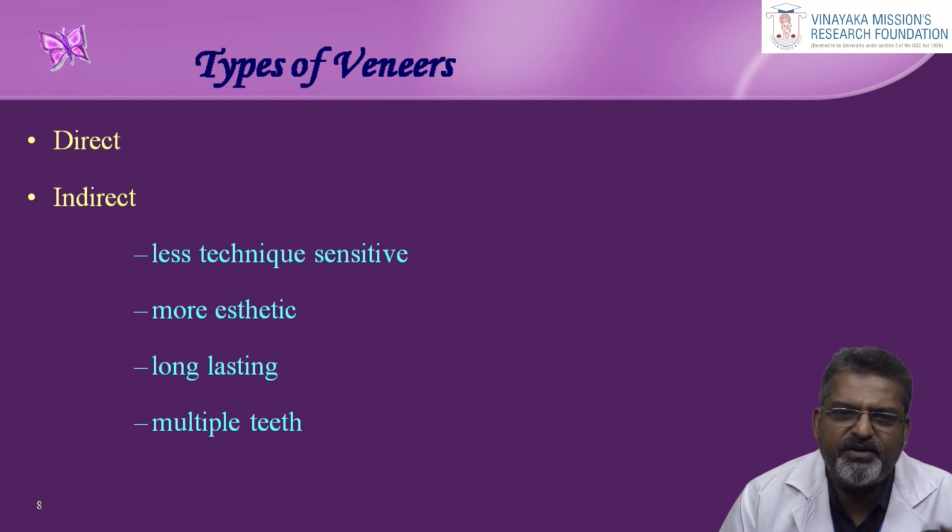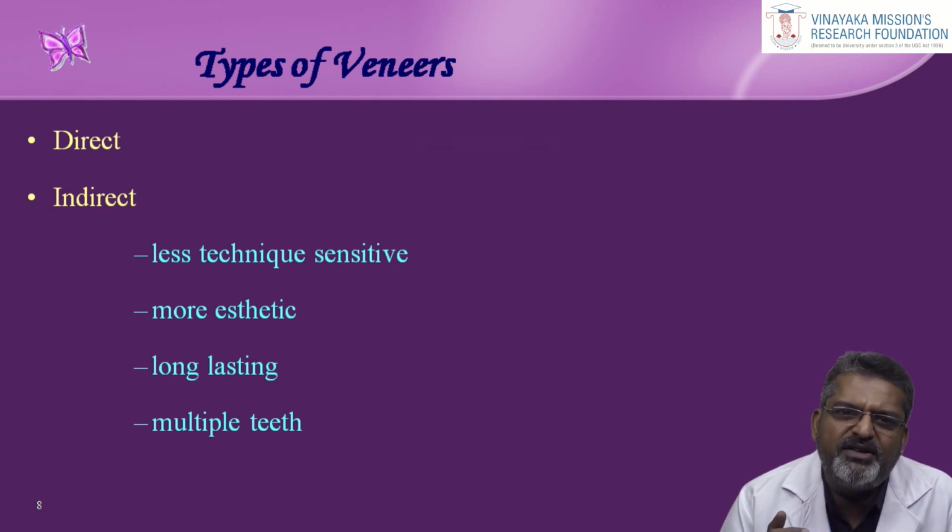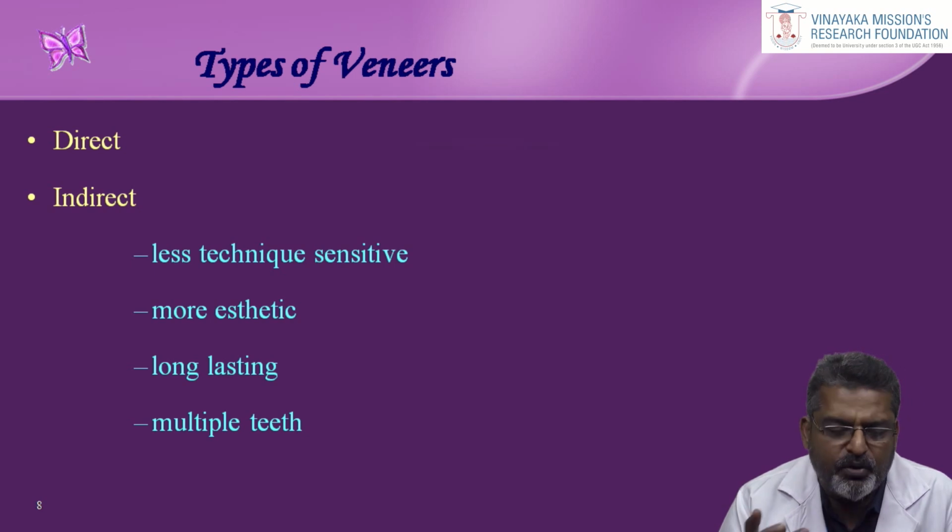So you make your impressions in the patient, you do all the procedures in your laboratory, and then you do your final processes, and then you call the patient, you fix it. So this is called indirect veneering. When you see the difference between direct veneering and indirect veneering, indirect veneering has much more mileage or advantage when compared to direct veneers.